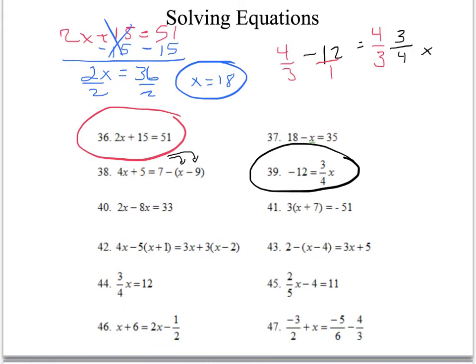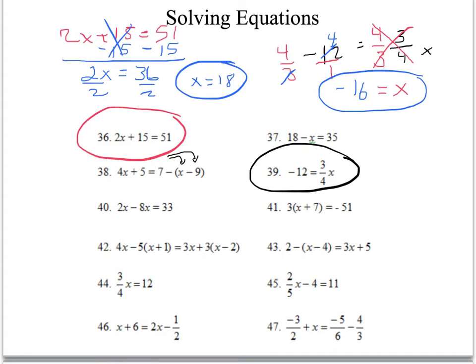The reason I multiply by the reciprocal is because 4/4 reduces to 1, 3/3 reduces to 1, and I am left with x isolated. And so I just need to take 4/3 times negative 12 to find my answer. 12/3 reduces to 4. 4 times negative 4, my answer is negative 16.